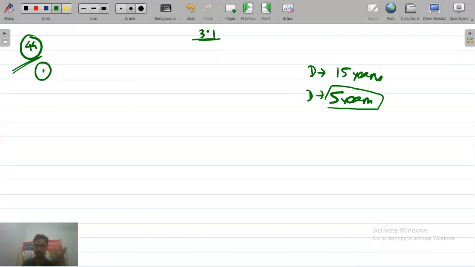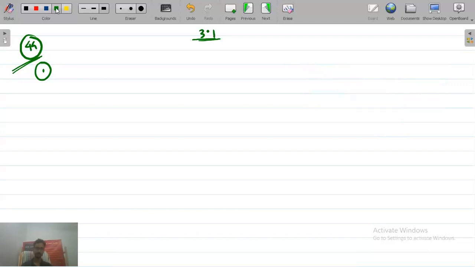How can you do it? You just subtract the years from the present age, which is 15 years. If I asked you what was the age of Dibjyoti 10 years ago, you just have to subtract 10, that means 5 years. 10 years ago, Dibjyoti's age was 5 years. Now the present age of Dibjyoti is 15 years.